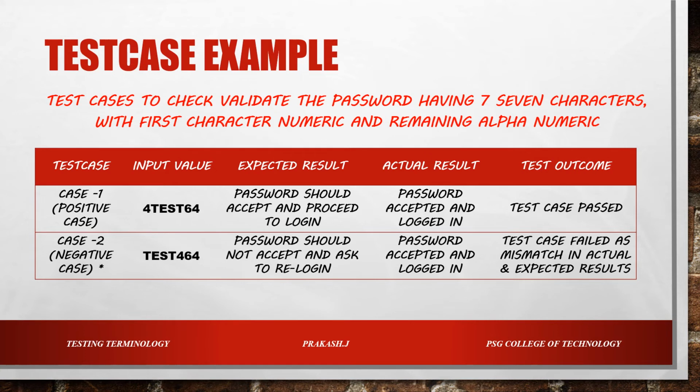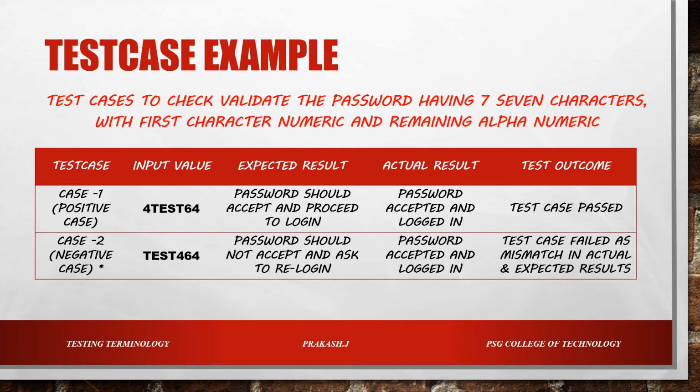When you look at case 1, which is a positive case, you input 4TEST64. The first character is numeric, which satisfies the need, followed by 6 alphanumeric characters. The expected result for this case is that the password should be accepted and proceed to login. The actual result is also that the password has been accepted. So when both expected and actual results match, the test outcome is passed.